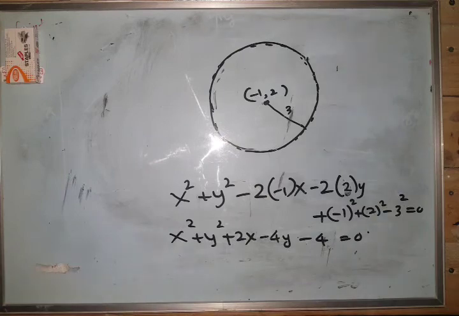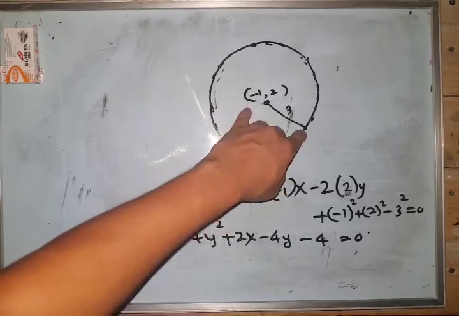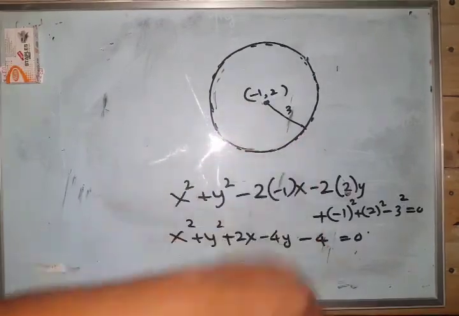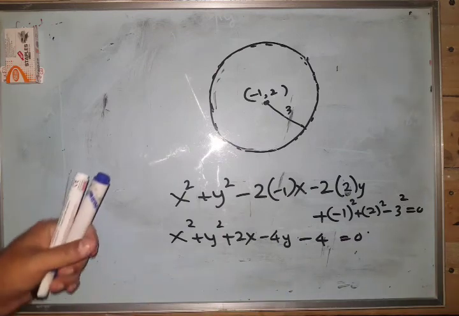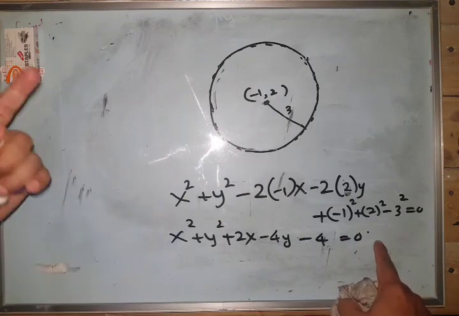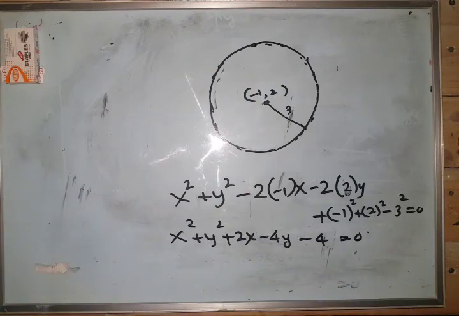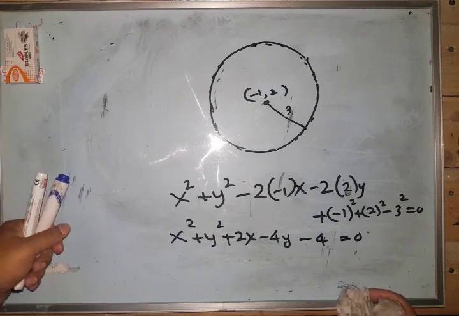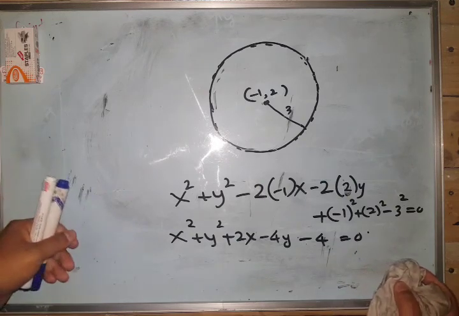Okay, this is the characteristic equation of a circle whose center is at minus 1, 2 and which has a radius of 3 units. Now, let's say that you are given a characteristic equation and you are asked to find the center and the radius. Let's try to figure it out in the next video.